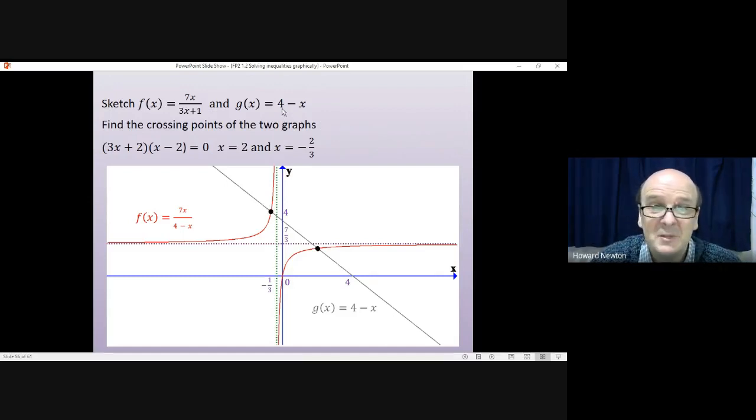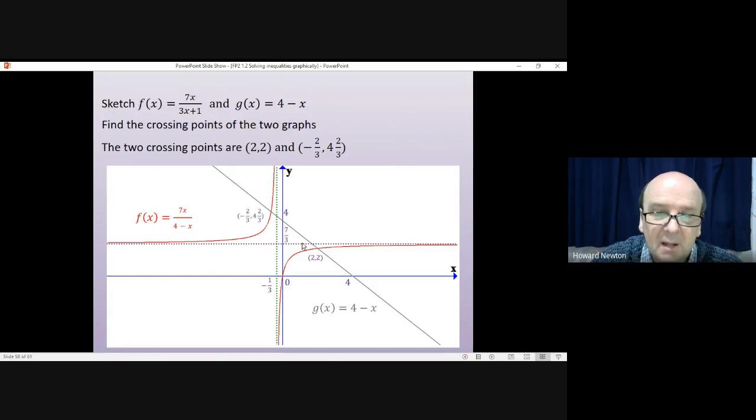Because it's so easy to find the y values, I have done. To find the y values, I just use g of x equals 4 minus x and put the two x values into there. And that gives us the coordinates of the two crossing points. 2, 2, that's this one over here, and minus 2/3, 4 and 2/3. That's the one on the left-hand side. So just to complete the graph, I'll write in those coordinates as well.